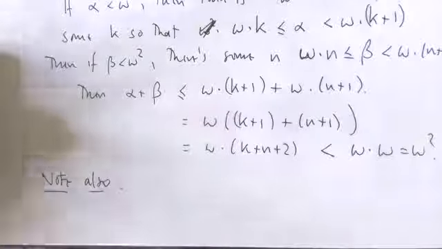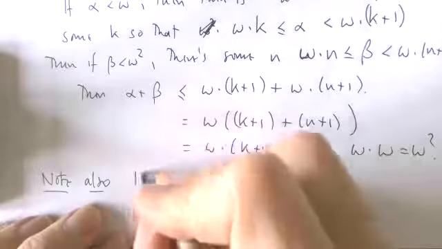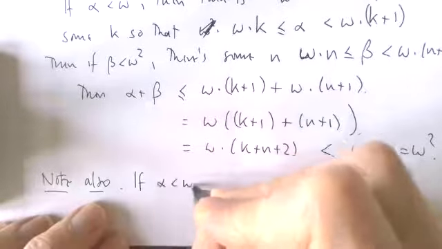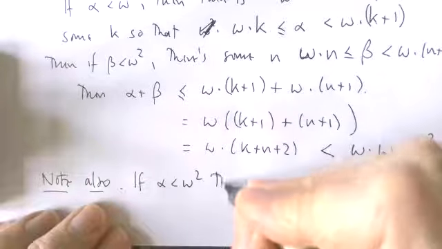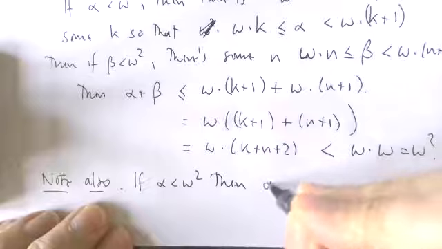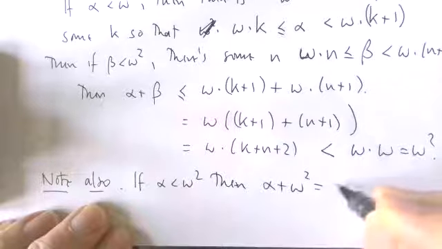So note also from that, another way of putting this is to say if alpha is less than omega squared, then alpha plus omega squared equals omega squared.